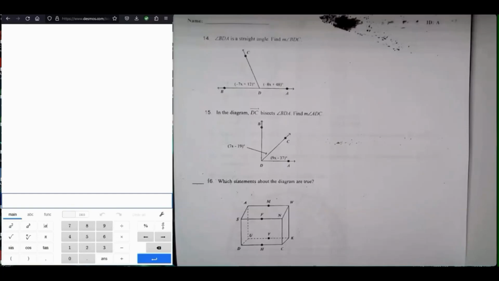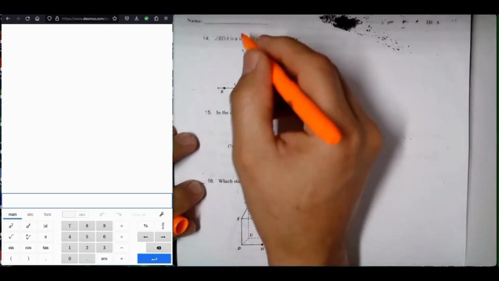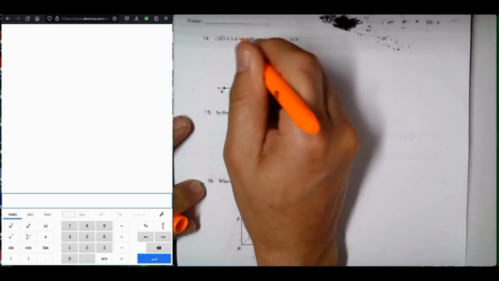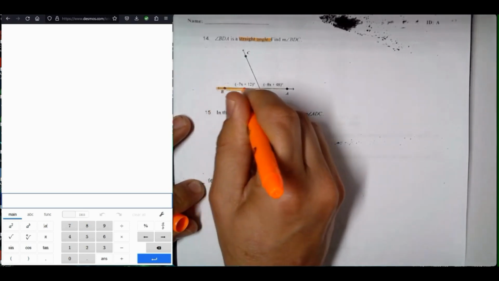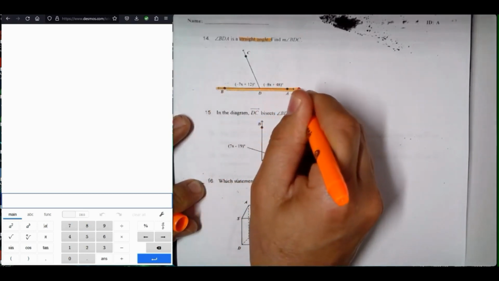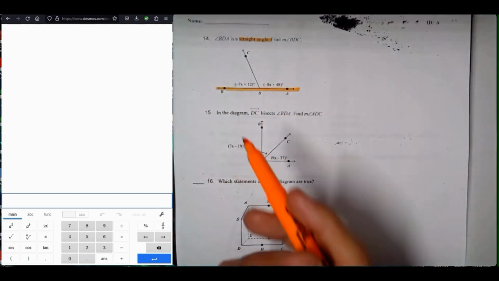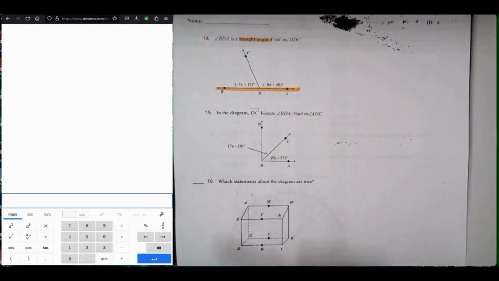Alright, to finish this problem, there's a couple different things that we have. First of all, number 14, notice it says that angle BDA is a straight angle. In other words, BDA is this line that goes all the way across, and the definition of a line is just a 180-degree angle, right?